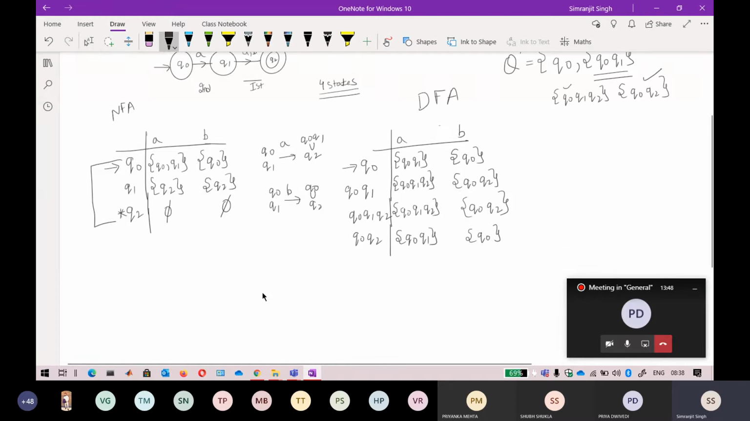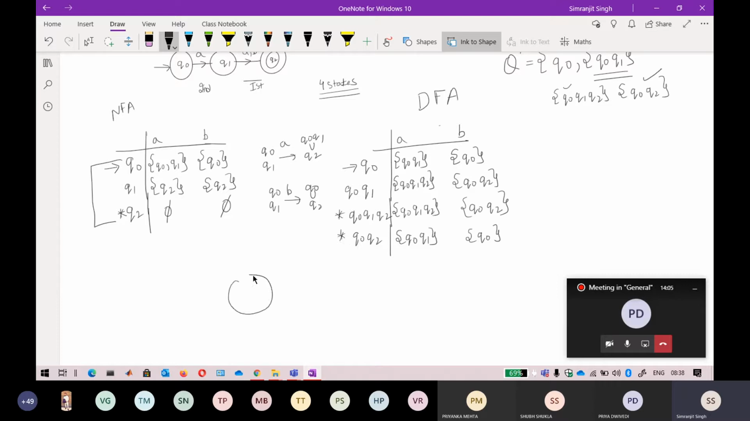Okay, so if I just draw a DFA of it, you know the starting state is Q naught, and the final state here, if you look at it, is Q2. So wherever there is Q2, just draw a star. So there are two final states.